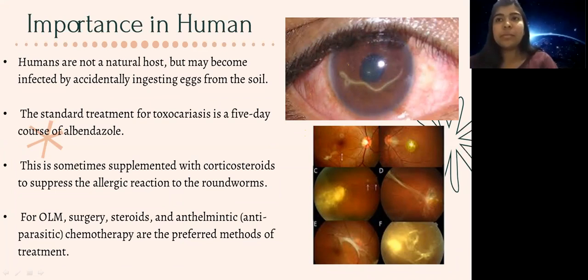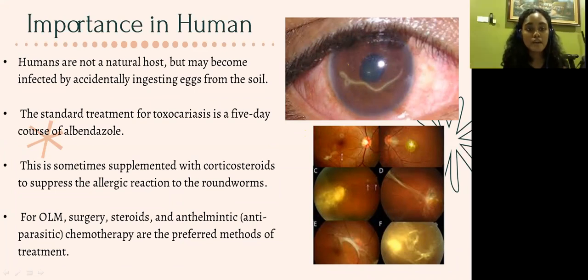And for the OLM, basically the ocular larva migrans, which is the one that's showing in the diagram, to cure it, or the treatment for this disease is that you have to go through surgery and then have to take some steroids and also undergo chemotherapy, which is anthelmintic or antiparasitic.